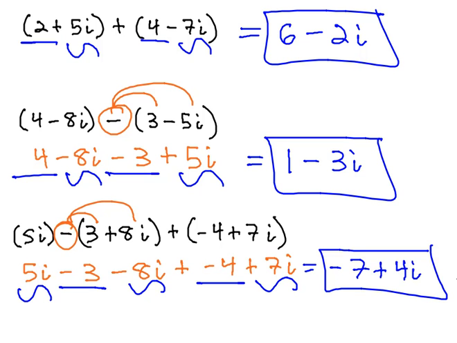Nothing fancy when adding or subtracting complex numbers. We simply distribute any negatives if needed, and then combine like terms, treating the i just like any other variable.